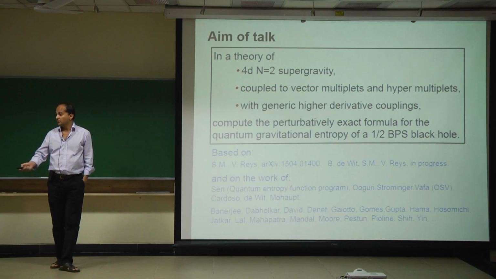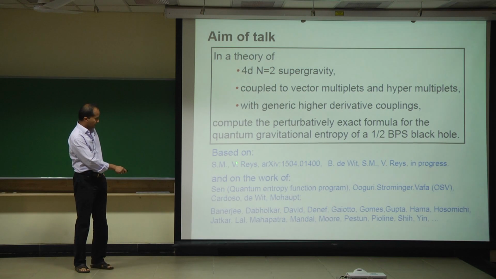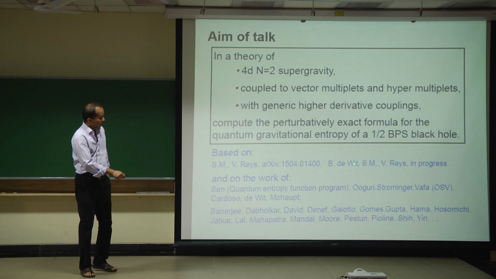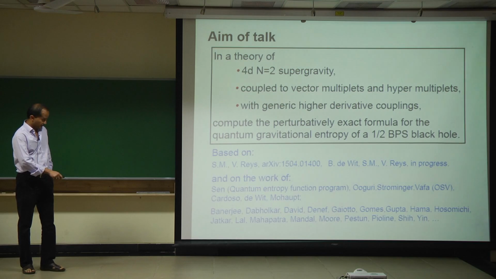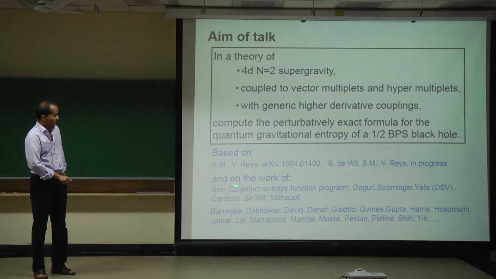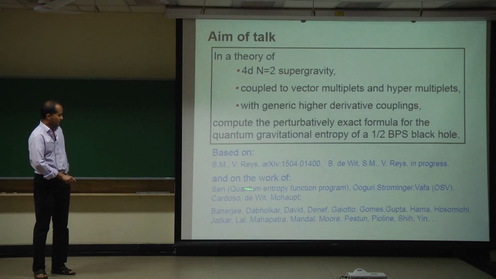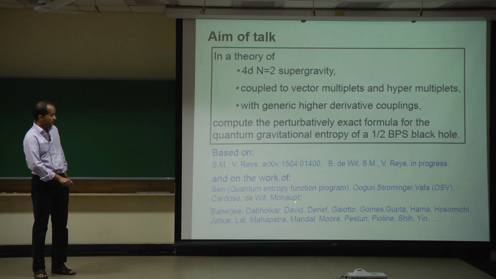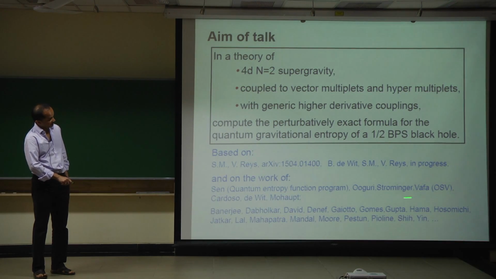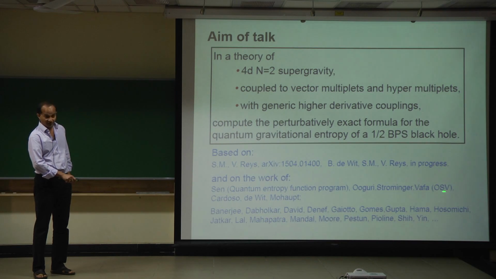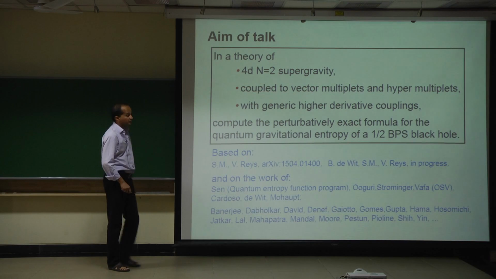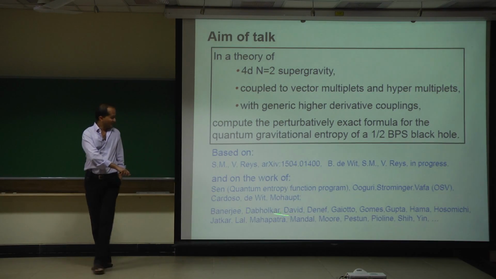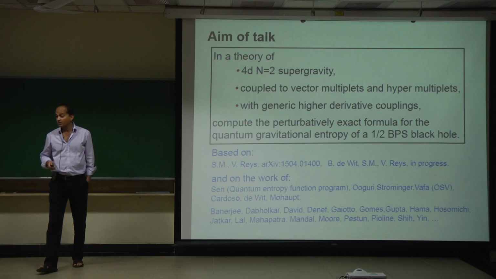So this is based on a paper with Valentin Reys, who's a student at the University of Amsterdam, and also some work with Valentin and Bernard de Wit, which is still in progress. And on the work of many other people, the main inspirations are the work of Cardoso, de Wit, and Mahapatra on higher derivative corrections, Ooguri, Strominger, and Vafa, this was the inspiring proposal, and Sen and the quantum entropy function program, and many others. So if something is missing here, please let me know.